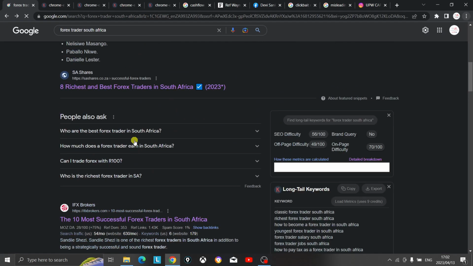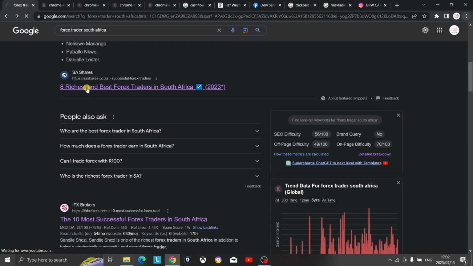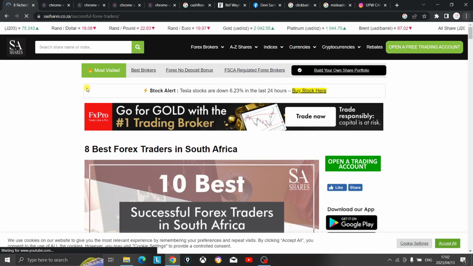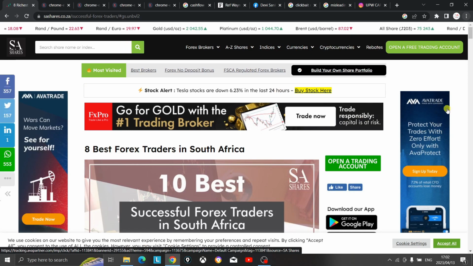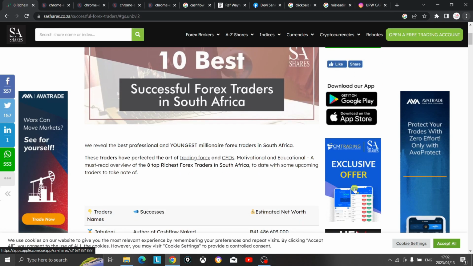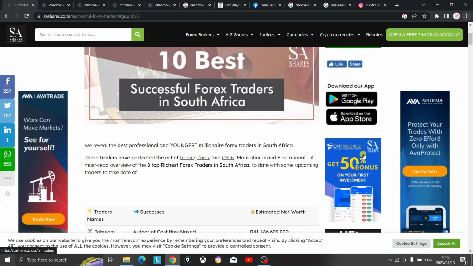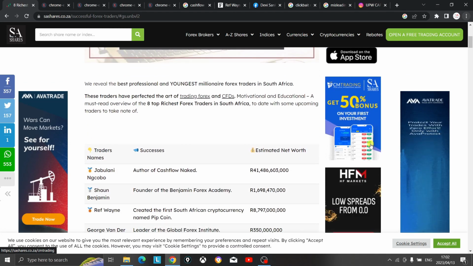The next website is SA Shares. Again, the catchy title, right? How do they make the money? Here it is, Google Ads. Here you can see Avi Trade. You can see they want us to open up, here's CM Trading, get 50% bonus.